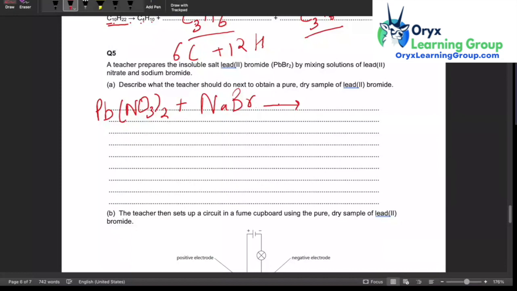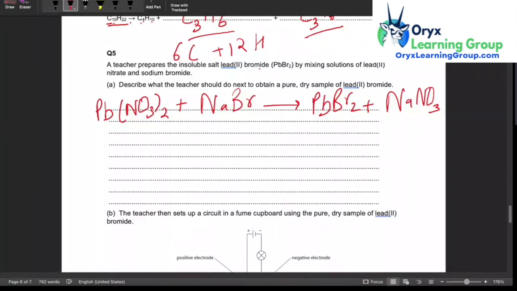Correct. That's right, that's exactly the process she should do it. Yes. Okay. So in case she puts it in the oven for drying, that should also be fine. That's how the water will be removed, and then she'll get the dry sample of lead bromide. Okay, so remember this.